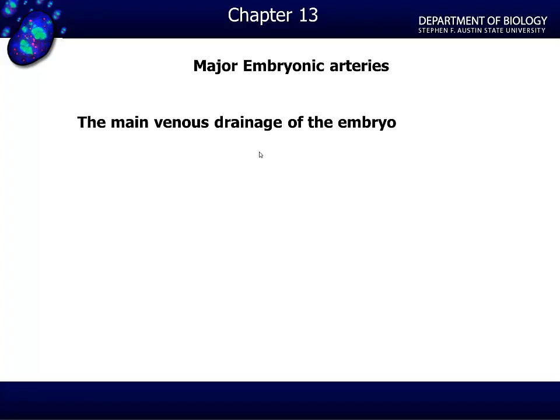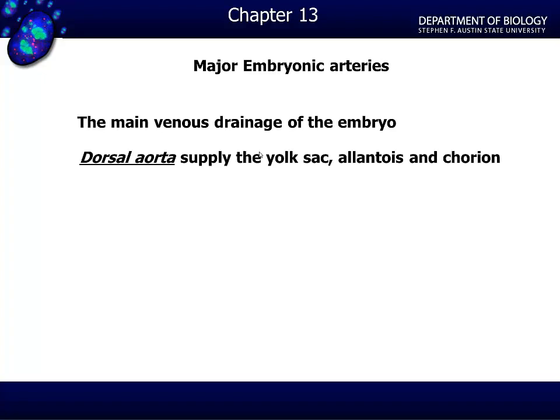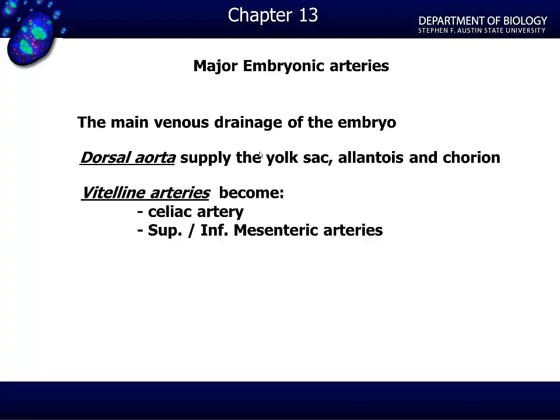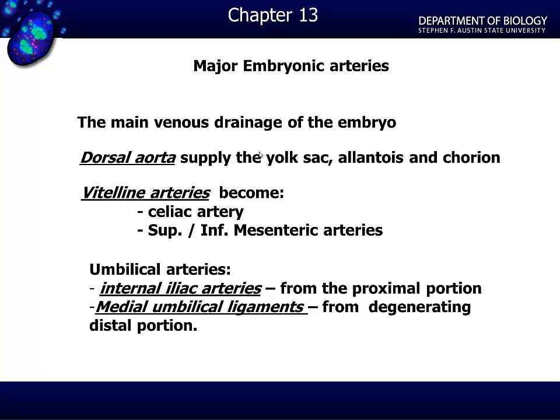Now, for our arteries, we're going to see that we do have a dorsal aorta. This is going to supply the yolk sac, allantois, chorion. We have vitelline arteries. These are going to go to the yolk sac. And again, they're going to be drained by the vitelline veins. The vitelline arteries are going to become, in the adult, the celiac artery as well as the superior and inferior mesenteric arteries.